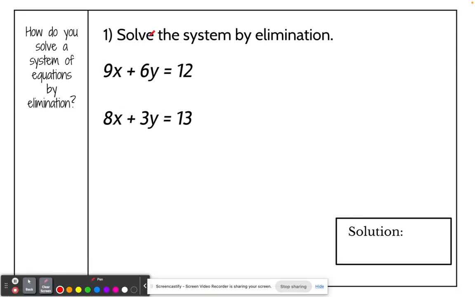Well, if I look at these two equations, they're both written in standard form, which is a form I like for elimination. However, I notice that nothing cancels out. So what can I do? I see this 3 here and I see a 6 here. I can easily get a 3 to a 6 by multiplying this entire equation by -2.